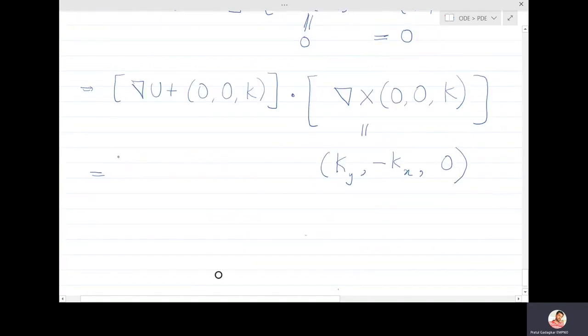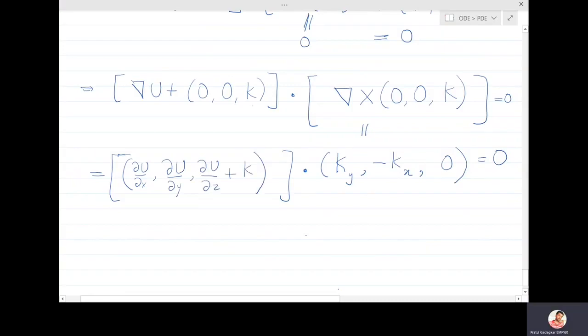What is this? This is nothing but a dot product, and this is equal to 0. Don't forget this is equal to 0. What is this equal to? This is ∂u/∂x, ∂u/∂y, ∂u/∂z plus k, because it is plus (0, 0, k). So this k is added only to the third component.